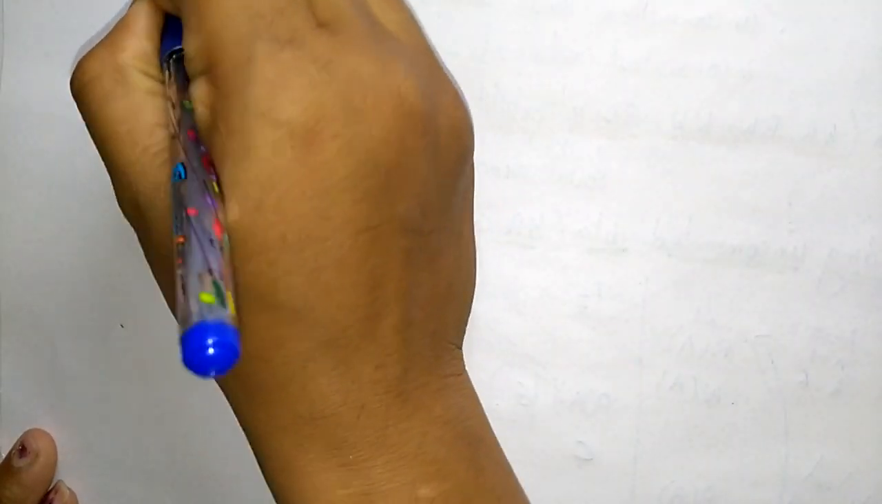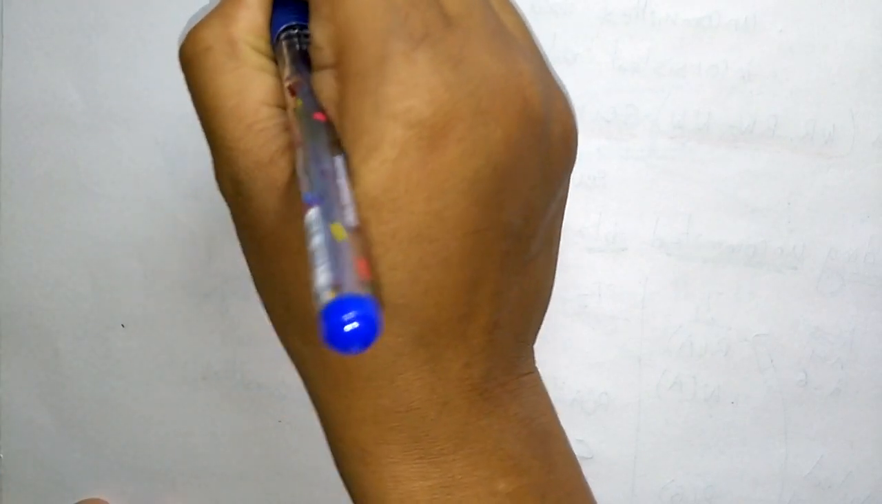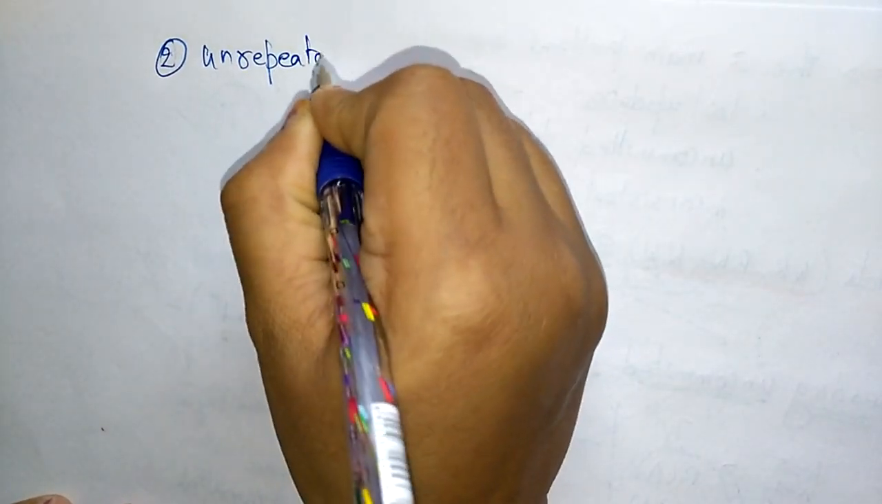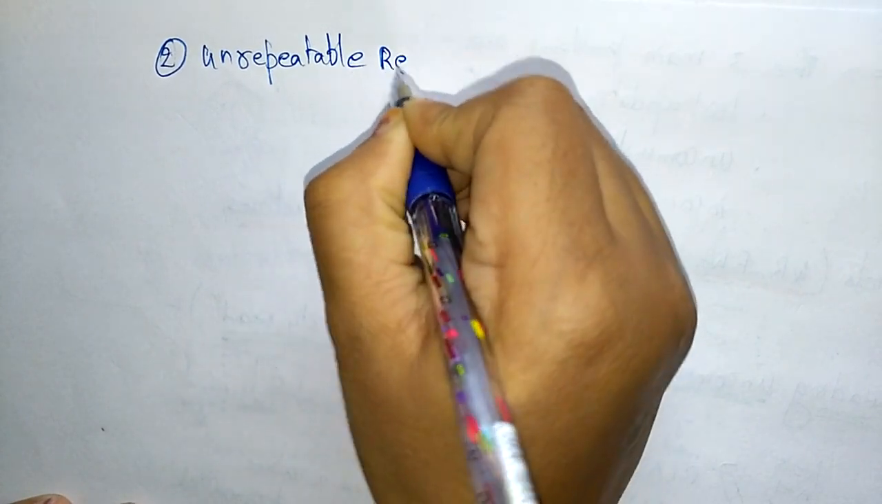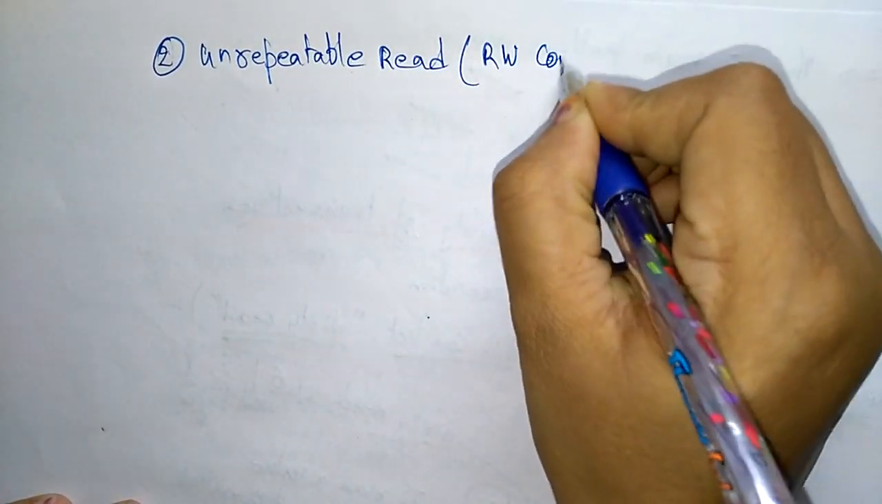So let us see then another conflict. So the second one is unrepeatable read. So unrepeatable read means read write conflict.